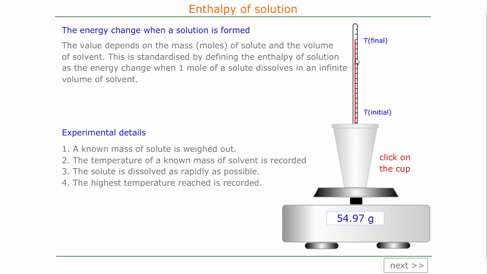The temperature may go up or it may go down. It's quite possible for solution enthalpy to be both negative, in other words exothermic, or positive, endothermic. If it's positive, the temperature will go down. We need to know the mass of solute so that we can work out the moles of solute. We need to know the initial temperature and also the final temperature, and we need to ensure that the solute is dissolved as rapidly as possible, as that will limit heat losses to the environment.